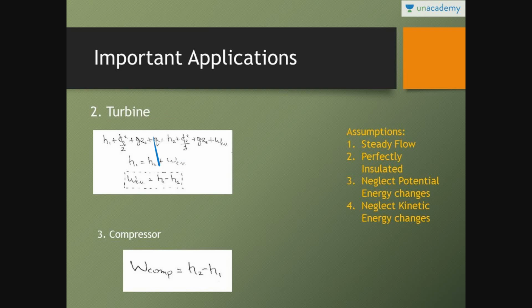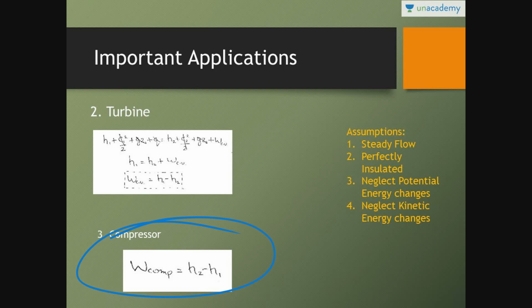Perfectly insulated, Q is 0. Neglect kinetic energy and potential energy. These are the important assumptions. So the work done by the turbine is equal to H1 minus H2, and work done on the compressor is vice versa, which is H2 minus H1. So we are using this equation directly in numerical problems.